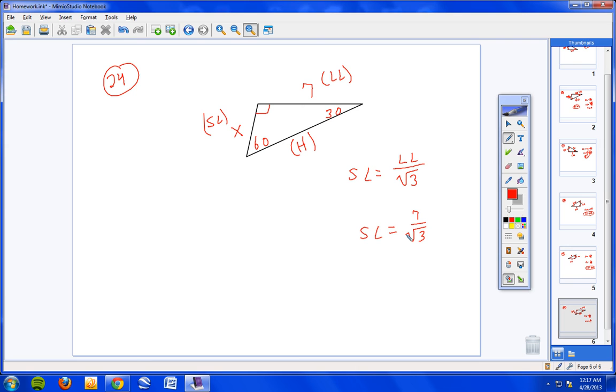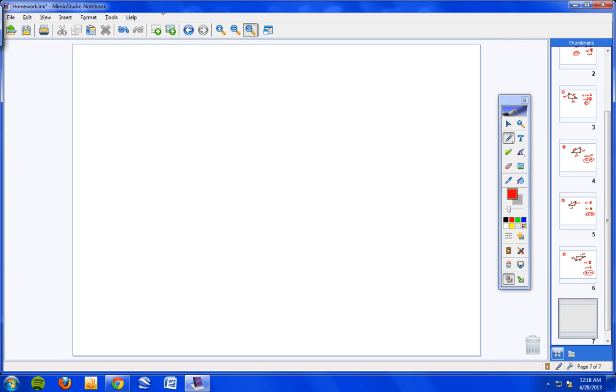Get some help from some friends, whatever you need to do. But if you're typing it in correctly, you should get 4.04. They want you to round to one decimal place, so you would simply put 4.0. Okay? 4.0. All right. Now let's move on to the last 6. Just like that, we're halfway done.